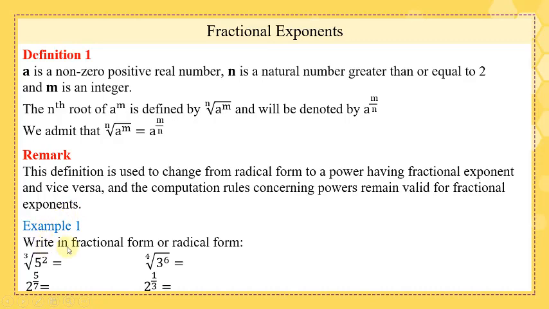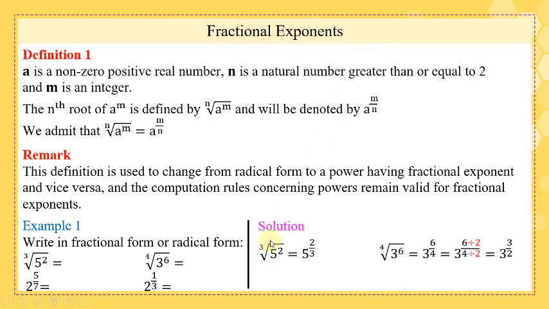Example: write in fractional form or radical form. Solution: cubic root of 5 to the power 2. It is written in radical form. It is equal to 5 to the power 2 over 3. Fourth root of 3 to the power 6. It is equal to 3 to the power 6 over 4. We can divide by 2, so it is equal to 3 to the power 3 over 2.